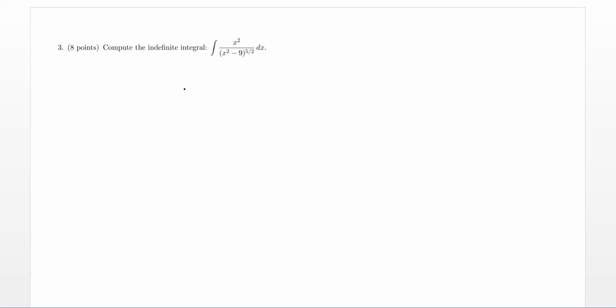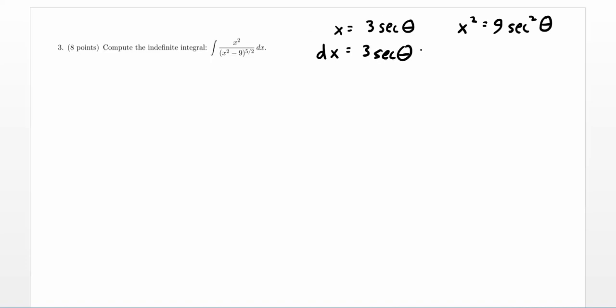Compute the indefinite integral. This one's a little complicated. This is going to be trigonometric substitution. So when we have something of this form, x squared minus a squared, our substitution is going to be x equals 3 secant theta, which of course means x squared equals 9 secant squared theta, and dx equals 3 secant theta tangent theta d theta.